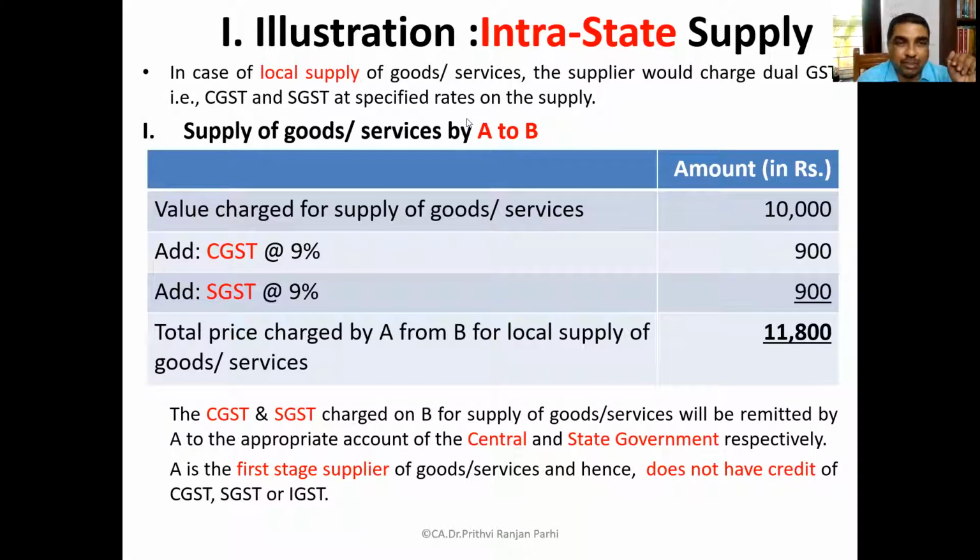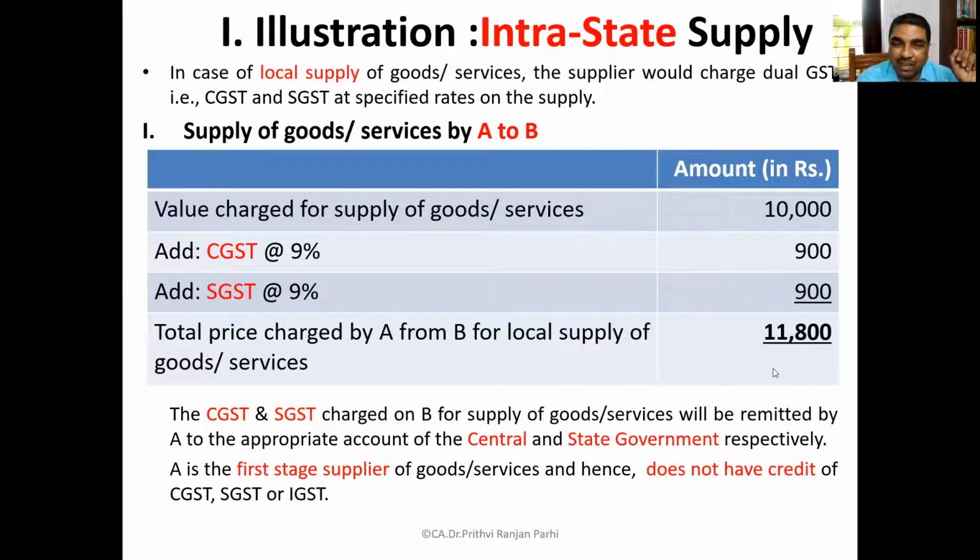Here, the example is that suppose goods or services are supplied by A to B. Let us say the value of the taxable supply is 10,000 rupees. It is an intrastate supply, so CGST as well as SGST will be levied. For simplification, we have assumed CGST is 9% and SGST is 9%. So CGST collected will be 900, SGST collected will be 900. Total value of the invoice will be 11,800.